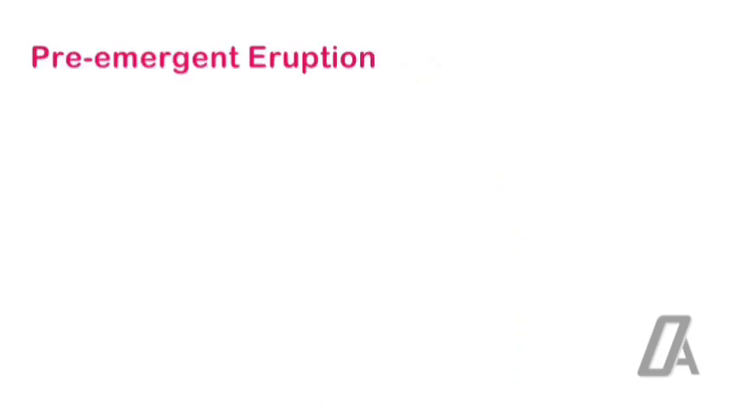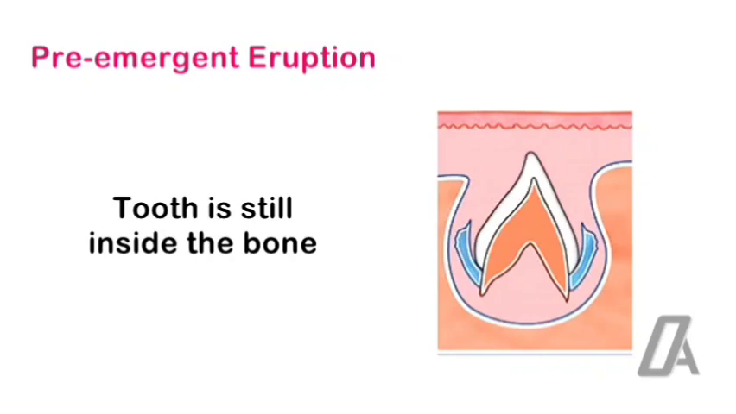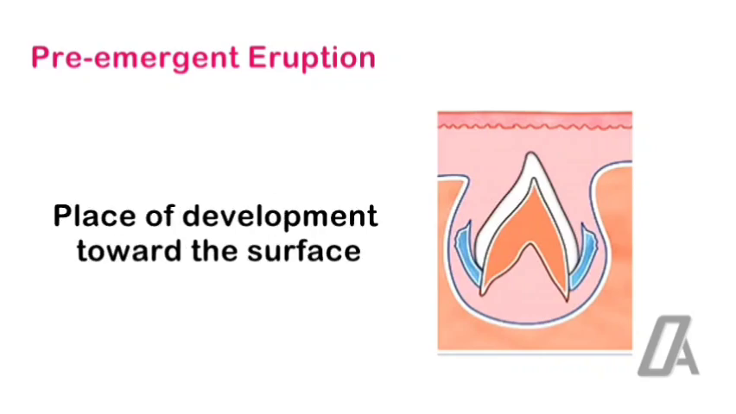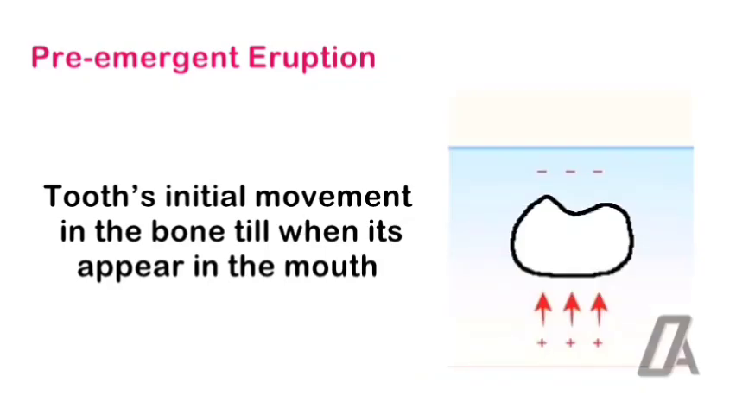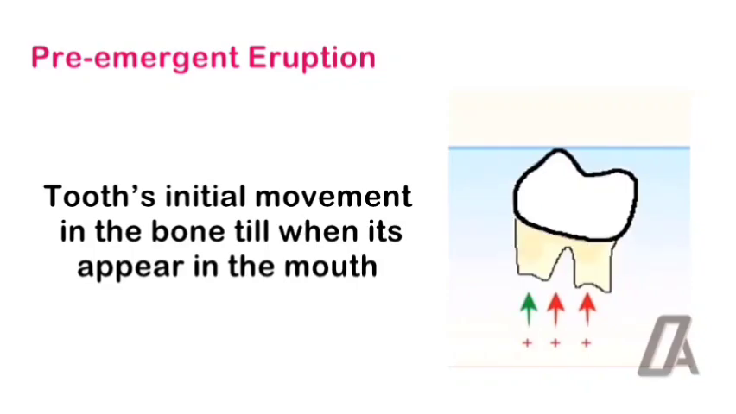Pre-emergent eruption. In this first stage, the tooth is still inside the bone. It moves slowly from its place of development toward the surface, until it finally breaks through the gum. So, this phase covers everything from the tooth's initial movement in the bone to the point where it just starts to appear in the mouth.